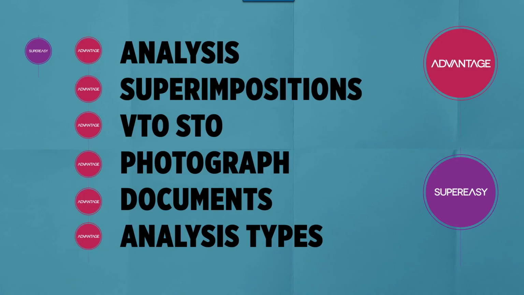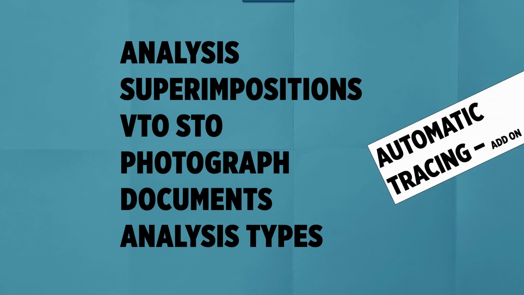There are 2 editions available: AudaxCeph Super Easy and AudaxCeph Advantage. With Super Easy, only analysis can be created, while Advantage has also other modules such as superimposition, VTO, photo layout, document management, analysis creation, and so on. Scalability will help you to decide what edition is best for you. And regardless of edition, the automatic tracing add-on module, AudaxCeph TINA, can be used.